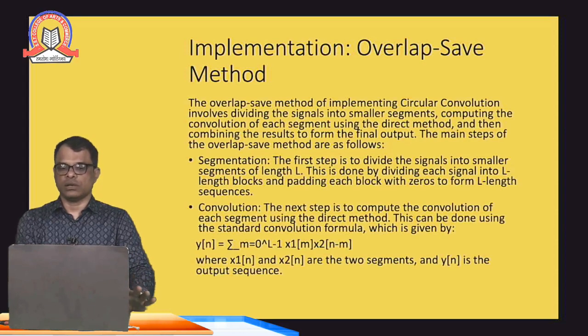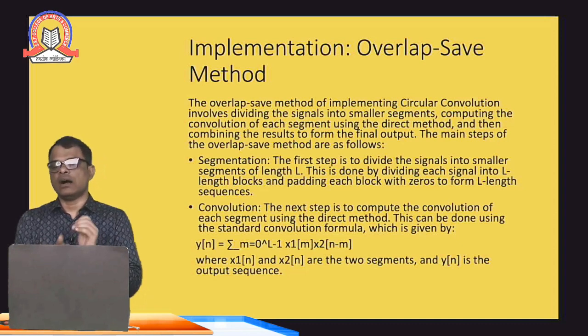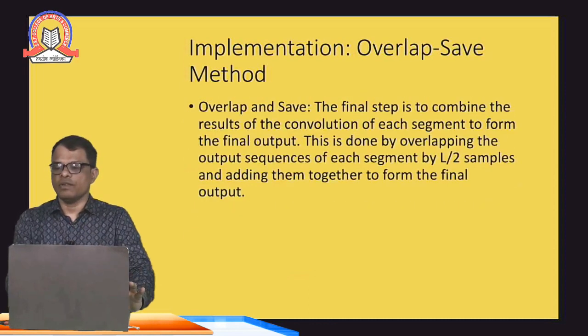So what is the method? So we have to first do the segmentation. Whatever signals we have, we first do the segmentation, then we have to do the convolution, and after doing convolution of each segment, at the end we have to combine all the things together and we will get the final output.